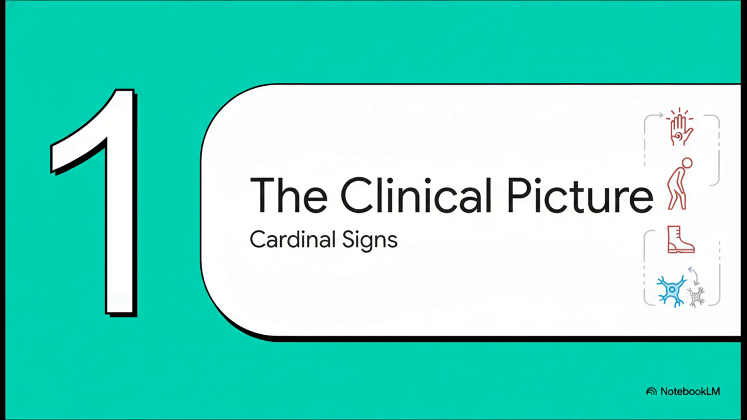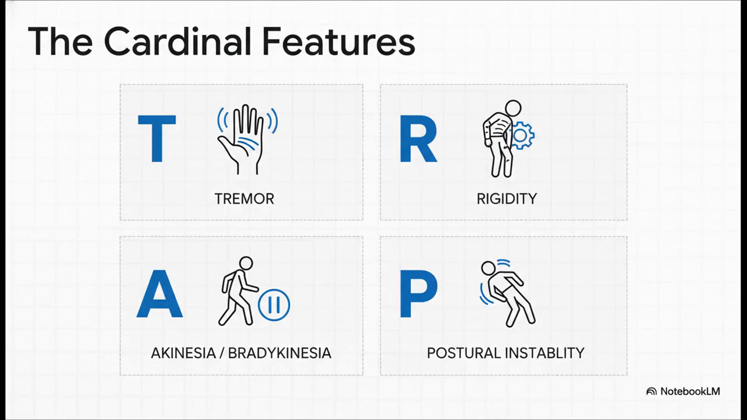Before we can understand the why, we have to be rock solid on the what. The classic observable signs of Parkinson's. The clinical diagnosis really hinges on 4 cardinal features, and there's a great mnemonic to remember them. TRAP. That's T for tremor, specifically a tremor at rest. R for rigidity in the limbs and trunk. A for akinesia or bradykinesia, which just means slowness or even absence of movement. And P for postural instability, which affects balance, usually in the later stages of the disease.